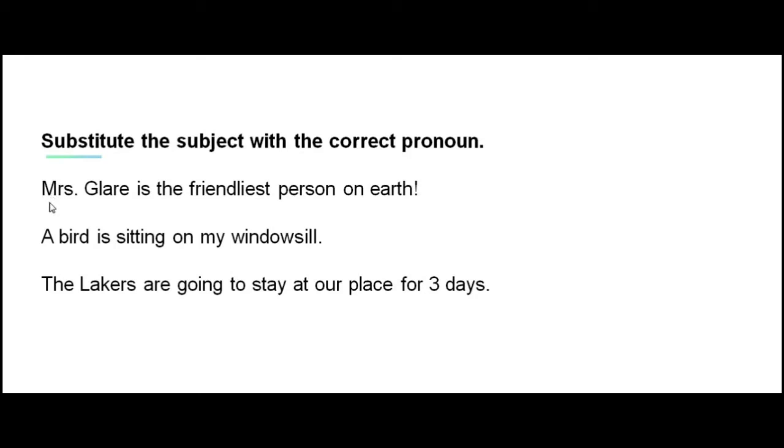First sentence, Mrs. Claire is the friendliest person on earth. She is the friendliest person on earth. A bird is sitting on my windowsill. It is sitting on my windowsill. The Lakers are going to stay at our place for 3 days. They are going to stay at our place for 3 days.